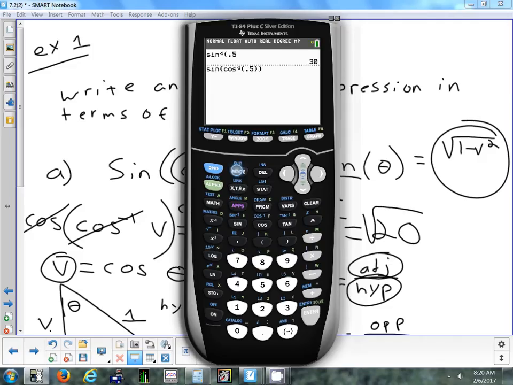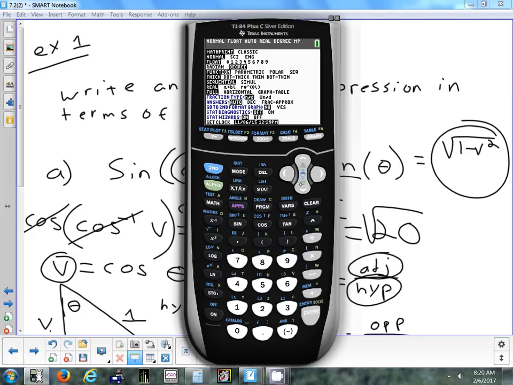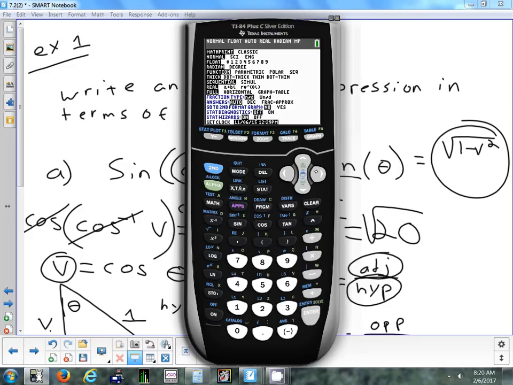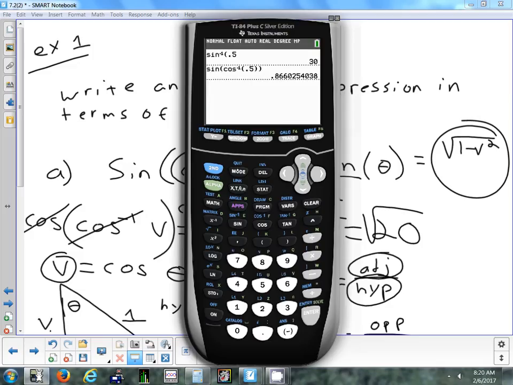I'm just going to switch over to radians. And we get 0.866. In fact, I think if I did that in degrees, I'd get the same thing. Let me take a look. Yeah, it doesn't matter because you're canceling out the trig function. So you get 0.866 either way.